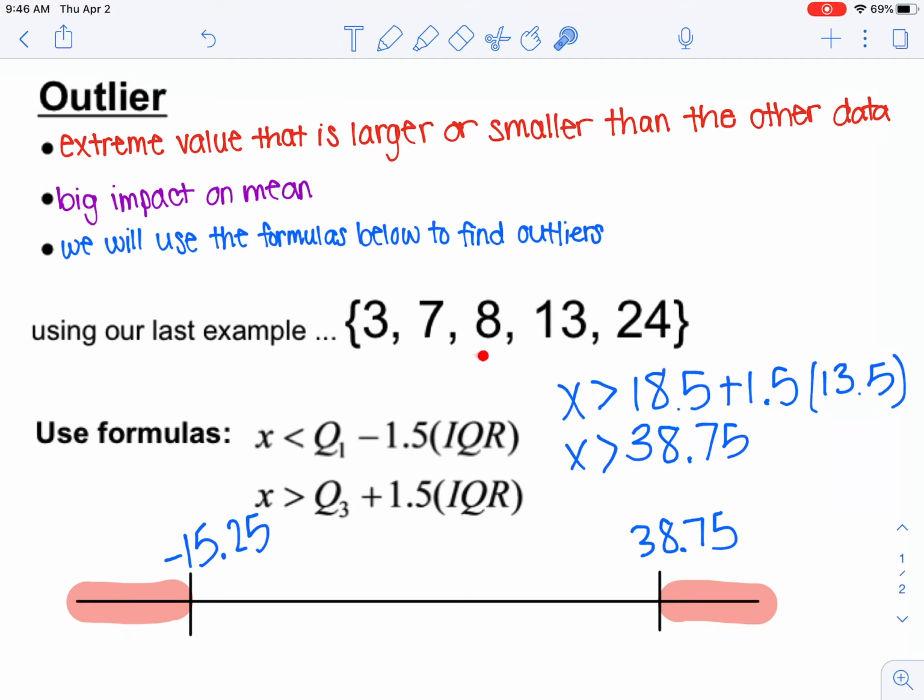Okay, so if you take a look at your data set again, these numbers, 3, 7, 8, 13, and 24, none of those numbers are greater than 38.75. So we do not have any outliers for this data set.